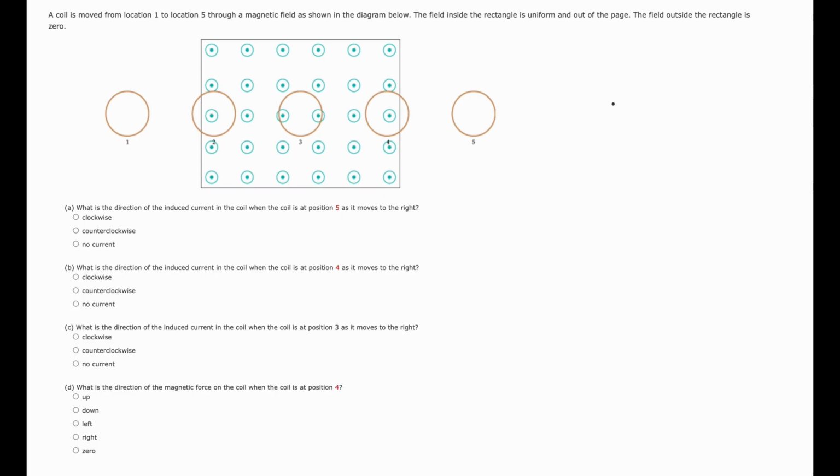Alright, so even though we have moving charges here, the charges there, they're not moving through a magnetic field. And so for that reason, there shouldn't be any current at that time.